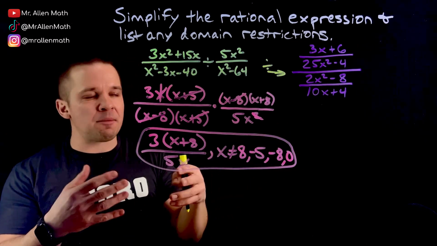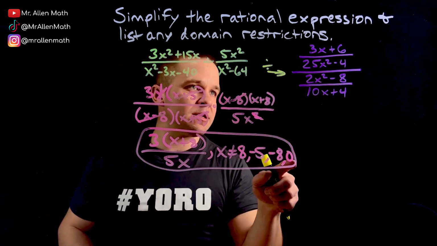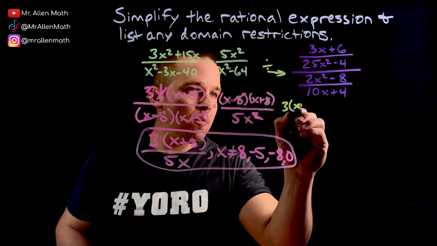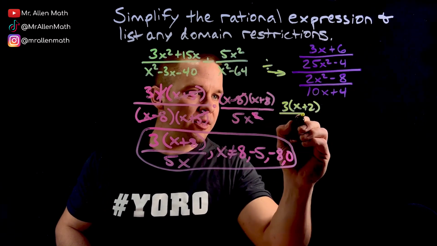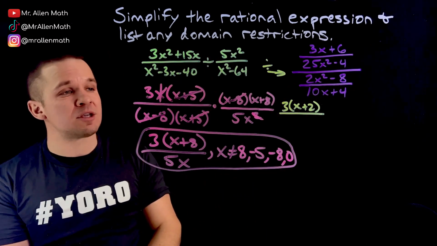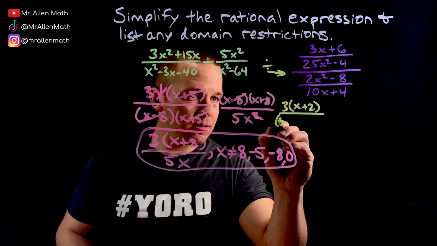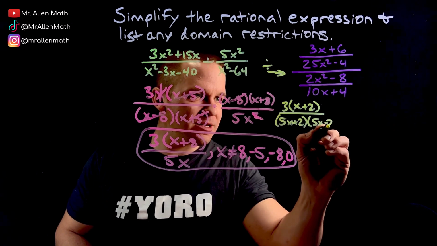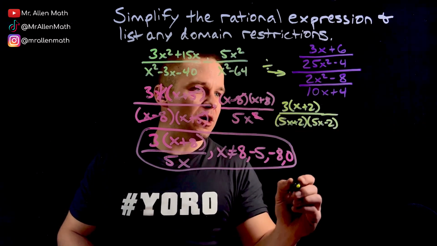So what I'm going to do is factor 3x plus 6. The 3 needs to come out, and I'm left with x plus 2. Then the 25x squared minus 4, that's a difference of 2 squares: 5x plus 2 and 5x minus 2. That's dope.